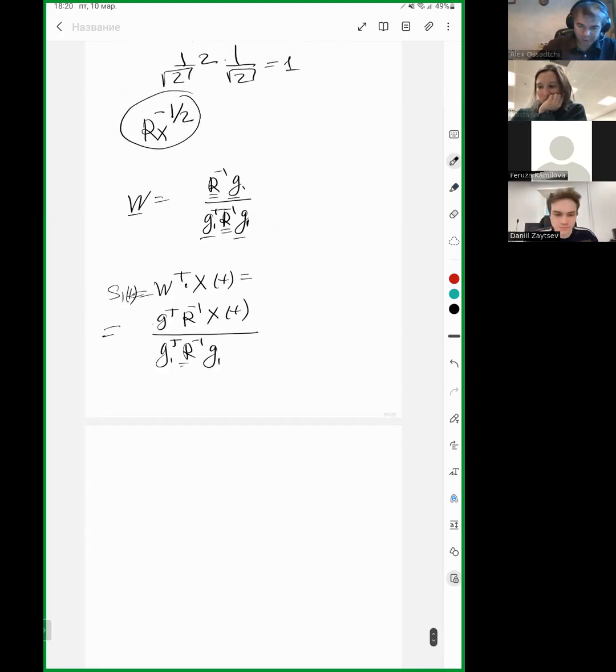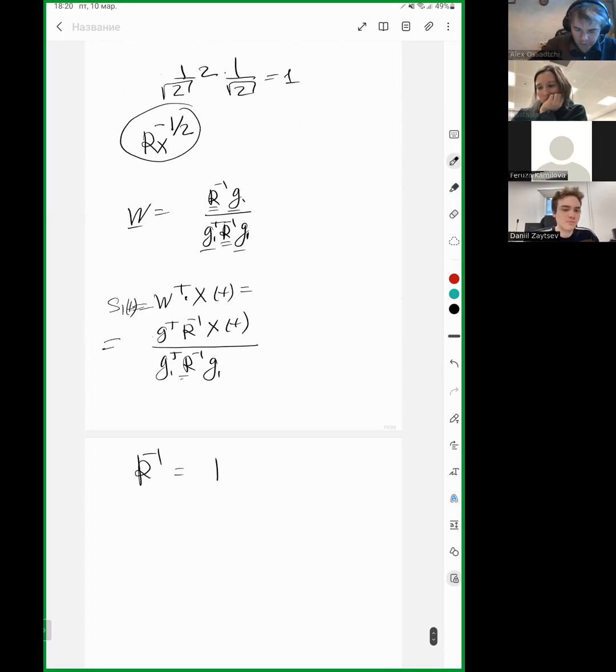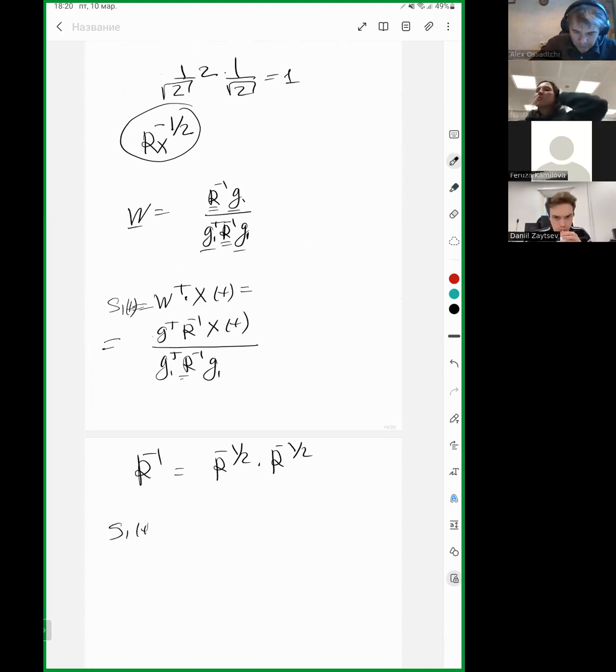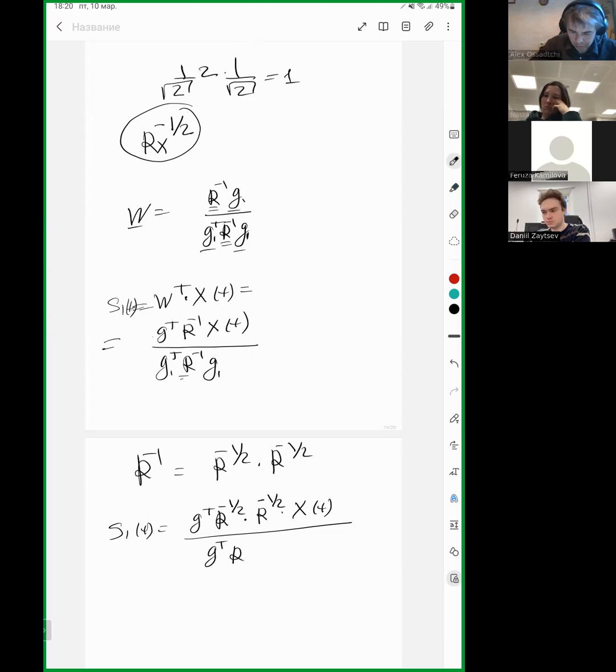Now, let's represent R minus 1 as R minus 1 over 2 times R minus 1 over 2. We can do this, right? Why not? It's a covariance matrix. We take a square root of this and the inverse square root and represent it this way. And then let's rewrite it. S1 of t is equal to G transpose R minus 1 over 2 multiplied by R minus 1 over 2 X of t, divided by G transpose R minus 1 over 2 R minus 1 over 2 G.